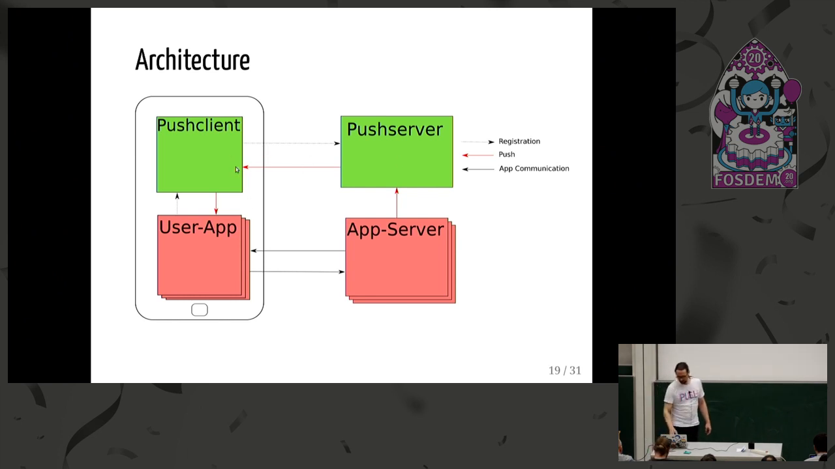This connection here from the push client to the push server is the one that is kept alive by your phone. And so when you receive a push notification from it, it wakes up the app, and the app can then talk to the app server again and get more information or whatever.